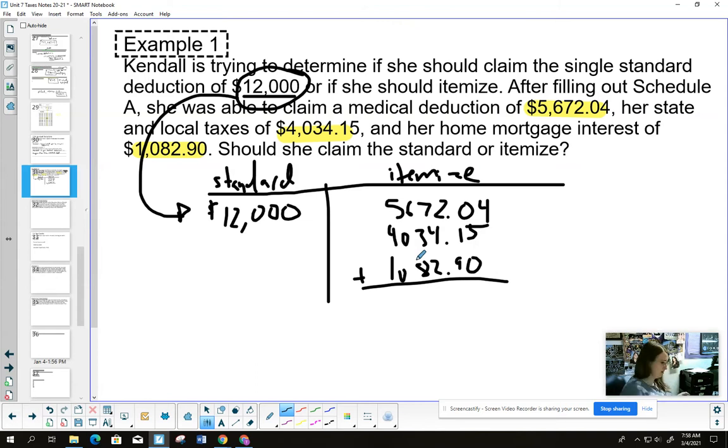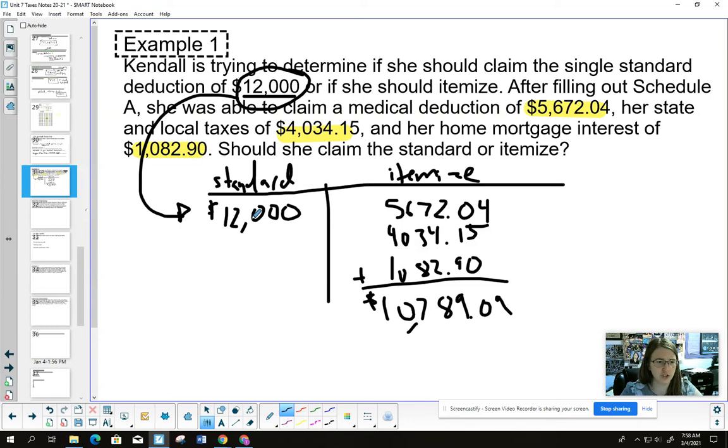I can find my calculator here. There we are. Let's see. 5672.04 plus 4034.15 plus 1082.90. Okay, I got 10,789.09. That sounds hopefully correct here. So if she were to itemize her deductions, this would be her total deduction versus if she went with the standard, it'd be 12,000. So what do we think she should do?